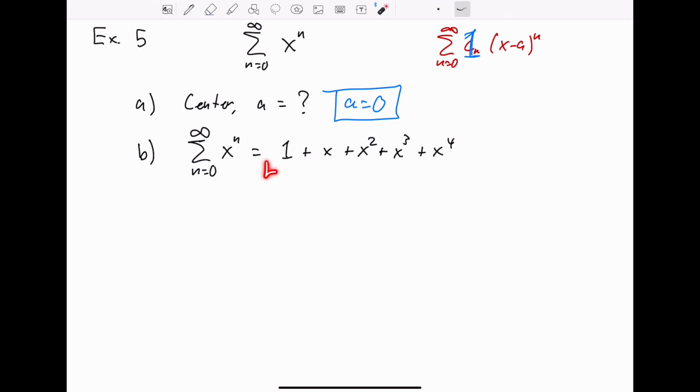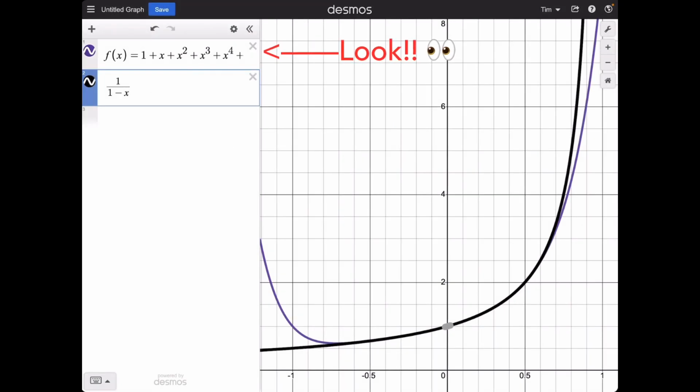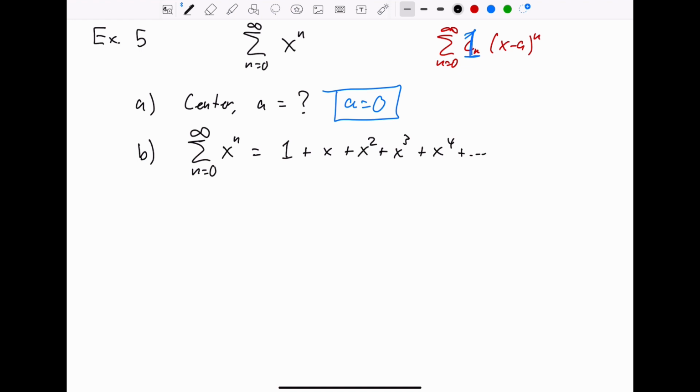Does this look familiar again? 1 plus x plus x squared plus x cubed plus x to the fourth. Yeah, this is what we were typing in Desmos earlier. So this goes on forever, but here are the first 5 terms for this power series centered at 0. In part C, we want to know what would happen if x is between -1 and +1. If x lies between -1 and +1, what does this power series converge to?